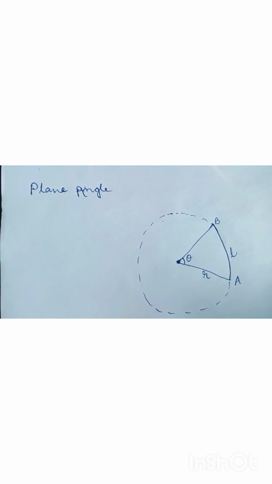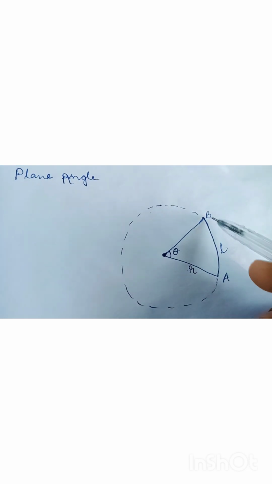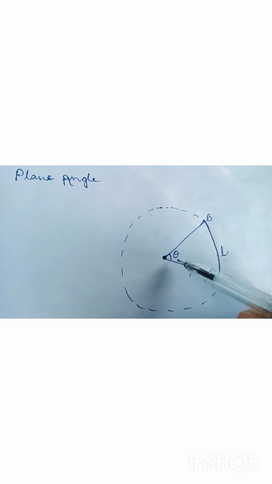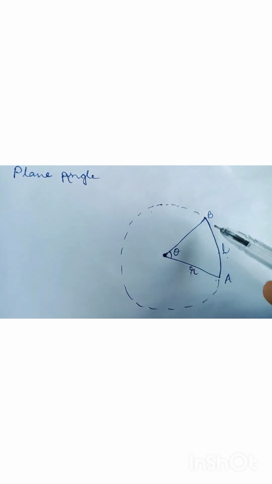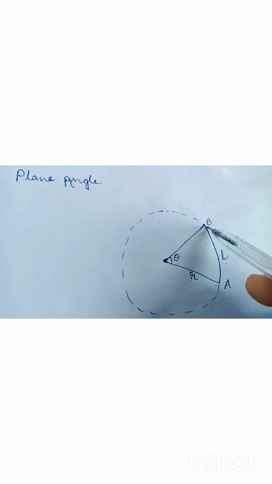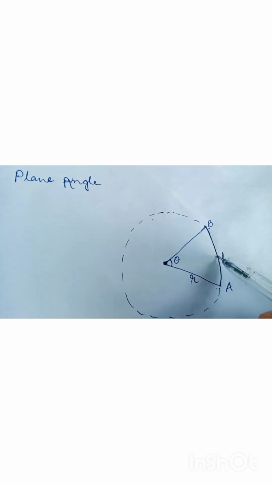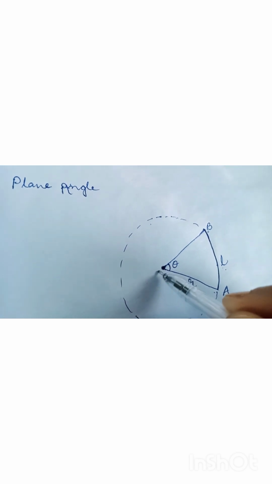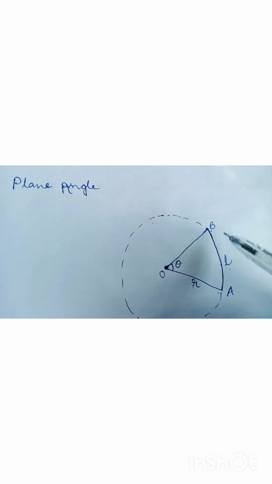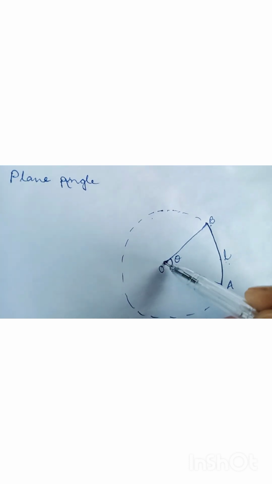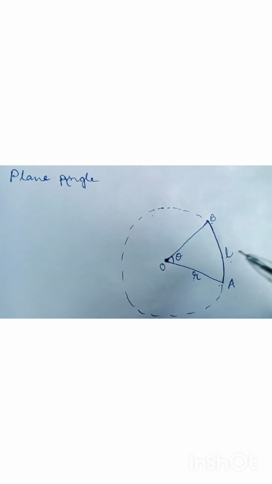So let us consider a circle. Let AB be an arc of that circle. The length of the arc is L and R is the radius of the circle. If we cut an arc of length L, AB, then this portion of the circumference of the circle subtends an angle theta at the center of the circle. Again I am repeating, this arc AB subtends an angle theta at the center of the circle.